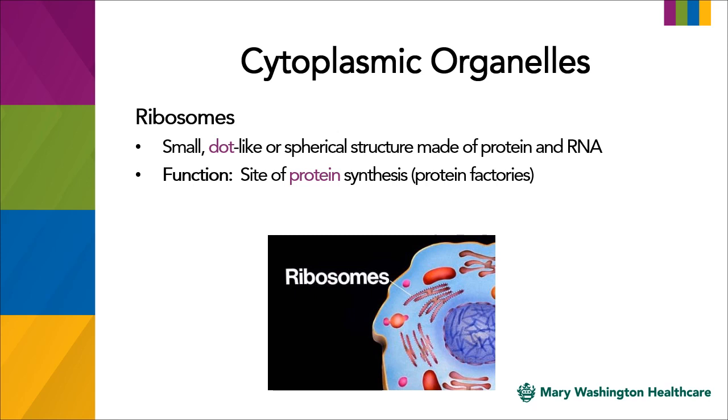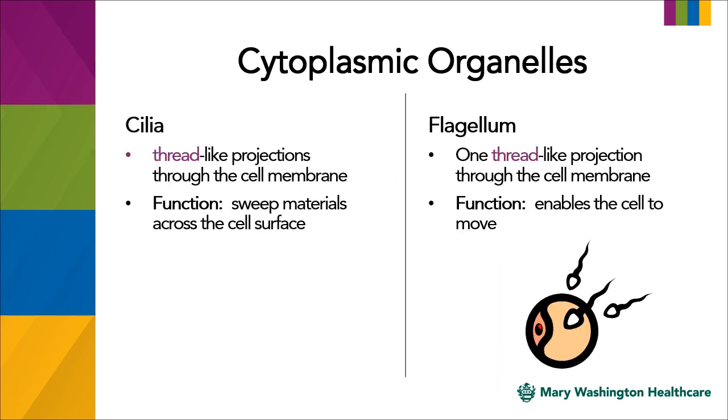Ribosomes are small dot-like or spherical structures made up of protein and RNA. And the function for them is that they are the site of protein synthesis, so these are the protein factories for the cell. Cilia are thread-like projections through the cell membrane. Their function is to sweep materials across the cell surface. The flagellum is one thread-like projection through the cell, and its function is that it enables the cell to move. An example of a cell with a flagellum would be a sperm cell.